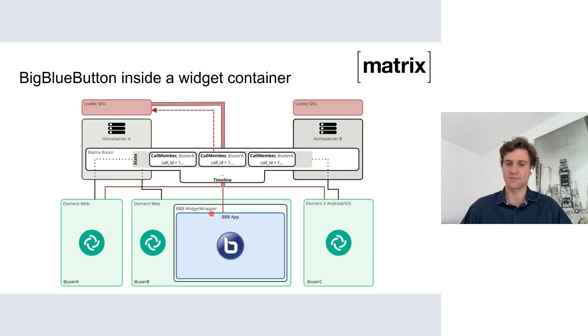And you can see there's an additional indirection. So we have the BigBlueButton widget wrapper, which is something we developed. And that is doing all the custom things, talking to Element Web over the widget API, and also doing all the authentication and the token generation, where BigBlueButton basically just forwards the information about when to start a call, to end a call, and which SFU to use.